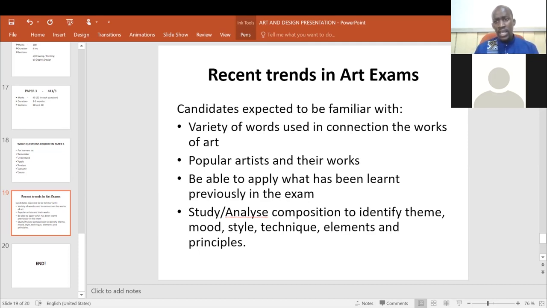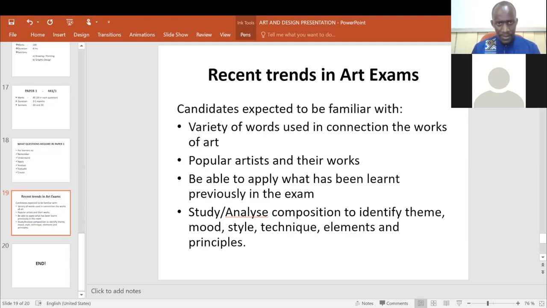Many times in the art exam, you rarely find a question that asks directly, what is the use of line? Rather, you'll get a diagram, a photograph, or any form of illustration, then the question comes, and the use of line will come from the picture. So it is good that the candidates understand that the knowledge they get from class, as far as the topics are concerned, right from the introduction of art and design all the way to the last topic, they need to apply it when tackling the theory paper in art and design.